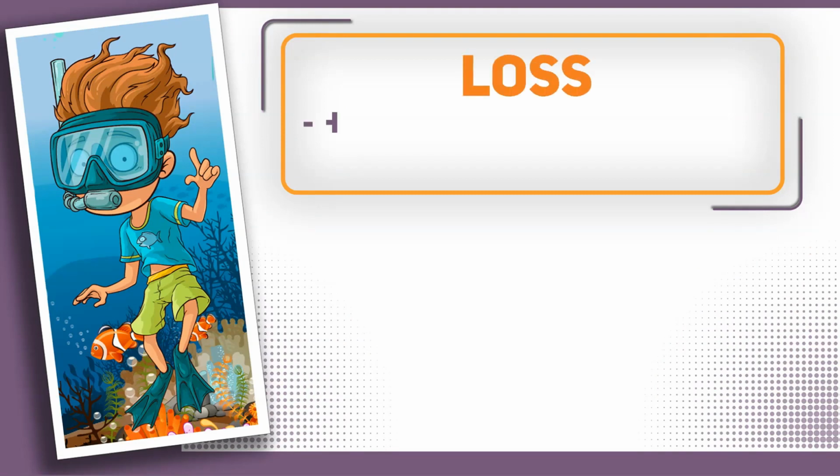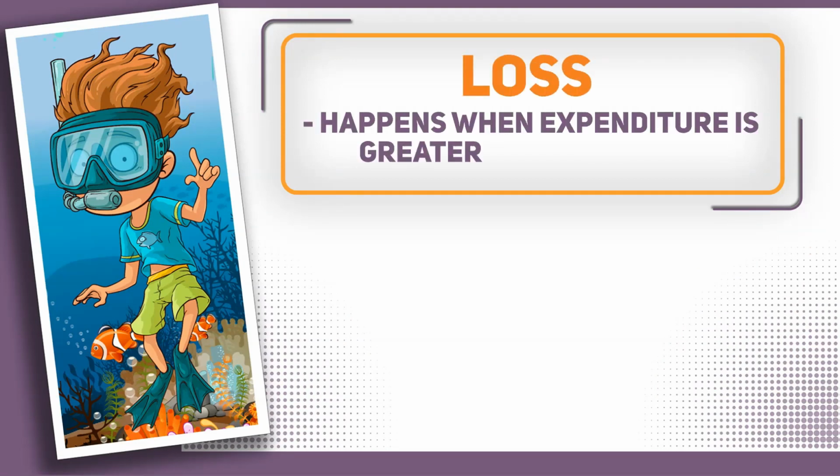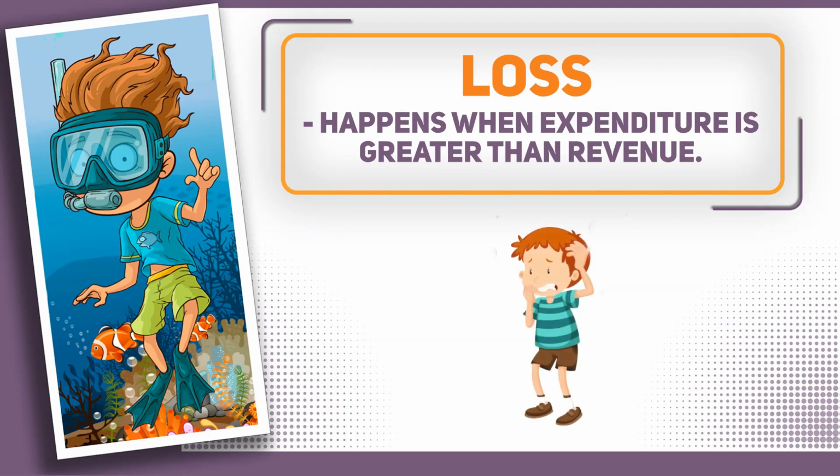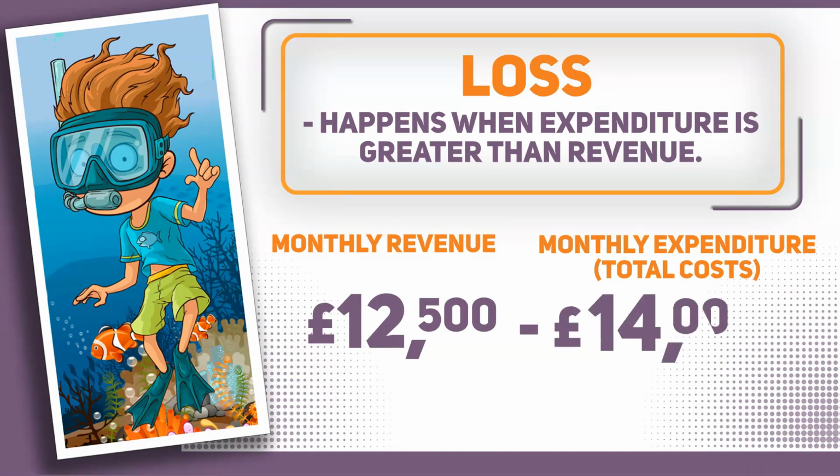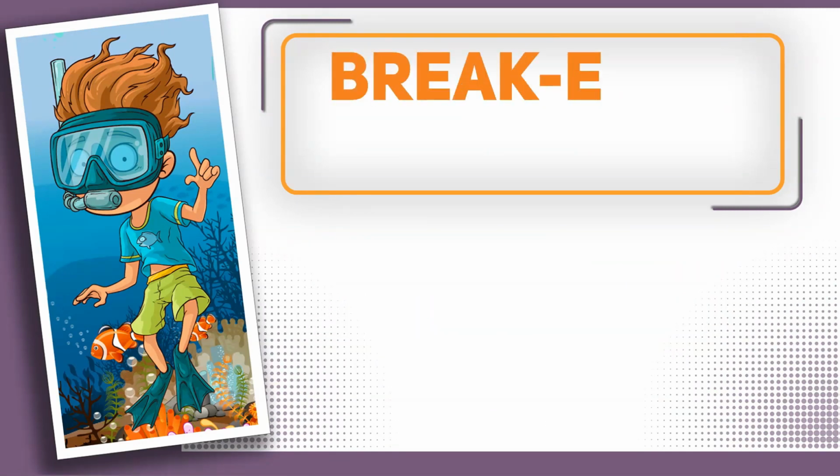Now, a loss happens when expenditure is greater than revenue. So if Josh's revenue for the month is £12,500 and his expenditure is £14,000, then he will actually make a loss of £1,500.